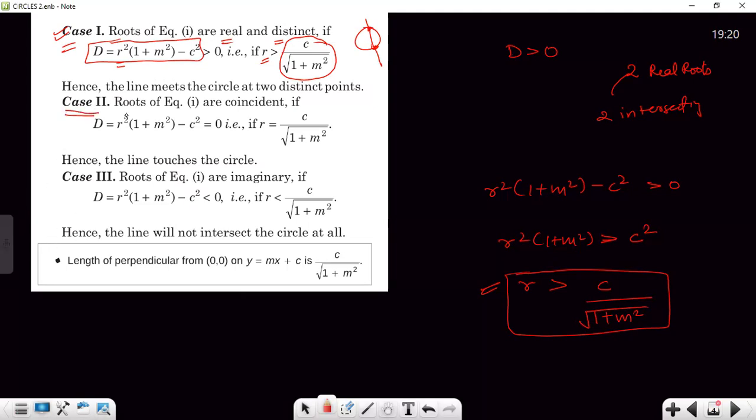In case two, when the distance between the point and the line becomes equal to the radius, that means the circle will be touching the line at only one point. At only one point. So that means the line is tangent. So this is the condition for tangency. Very important.